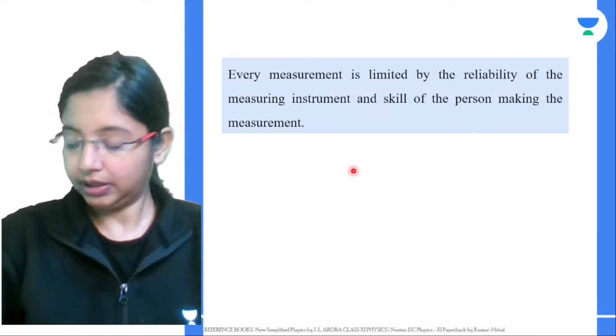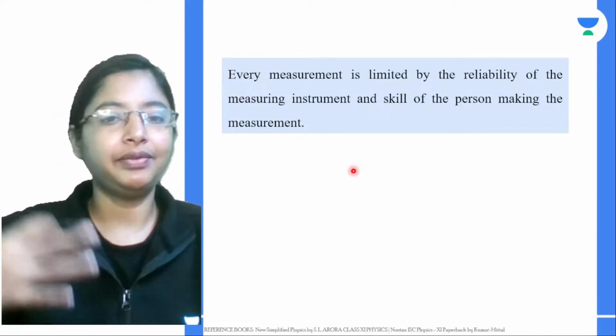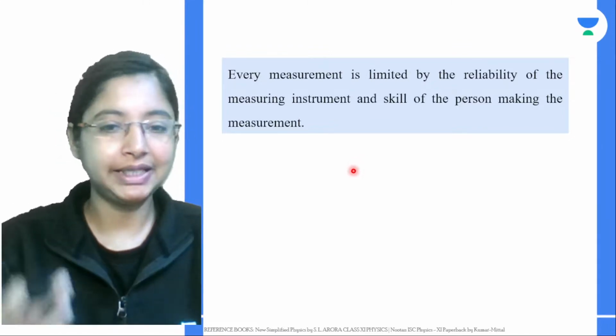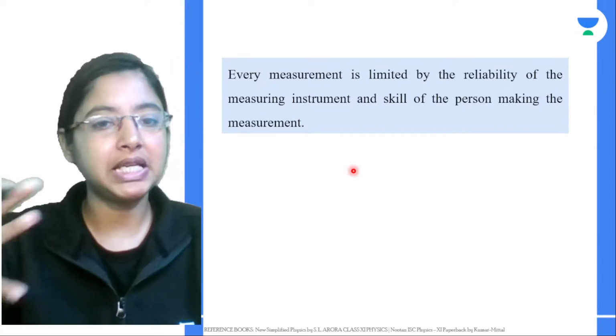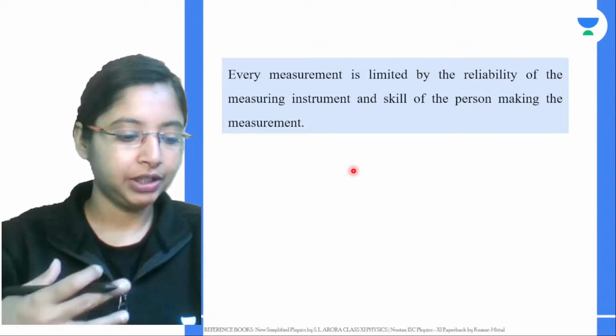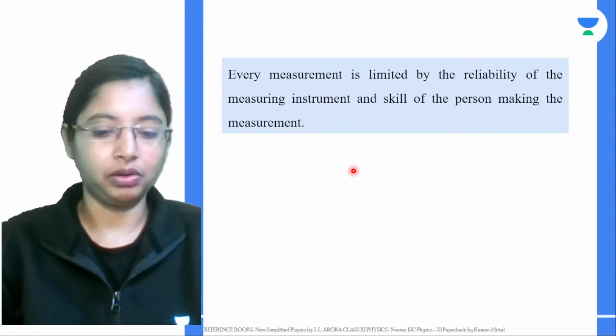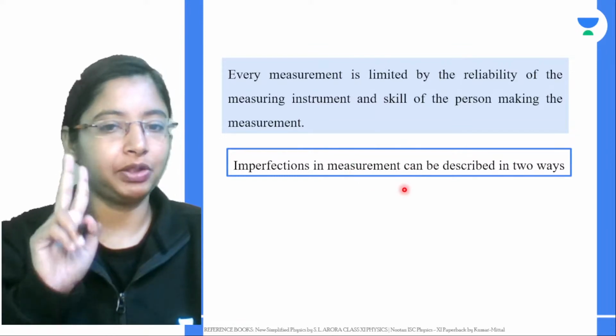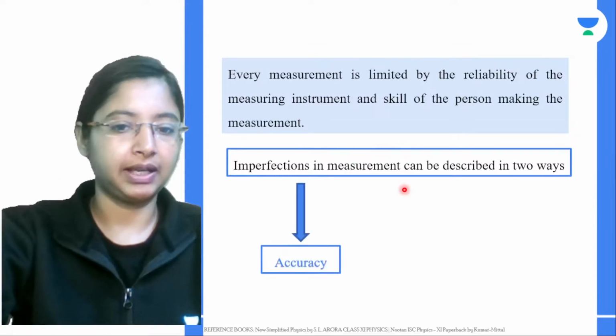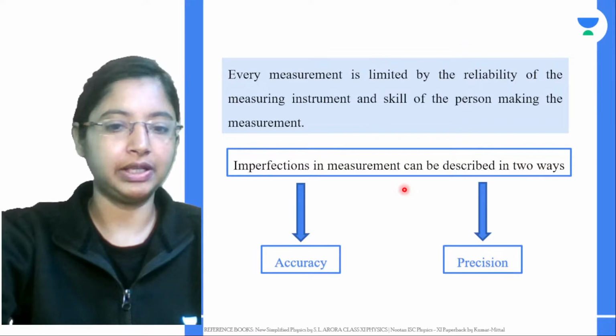Normally, if you do an experiment and keep repeating it multiple times, you may not get the same value every time. So the imperfections in measurements can be described in 2 ways: one is accuracy, and the other is precision.